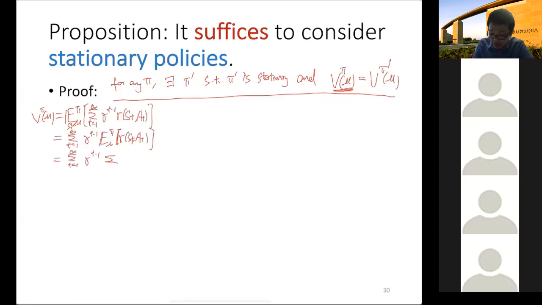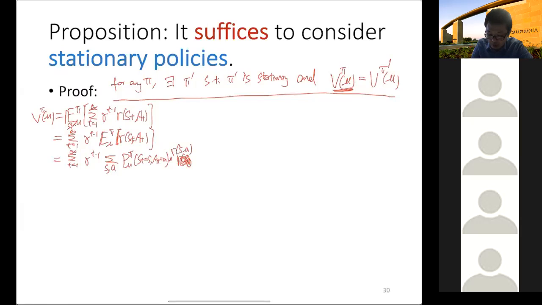I'm going to be summing over the individual values that this S_t and A_t could possibly take. So I'm going to sum over S and A. And this is the marginal distribution of this policy, S_t equals S, A_t equals A, multiplied with R(S, A). This is just by the definition of the expectation.